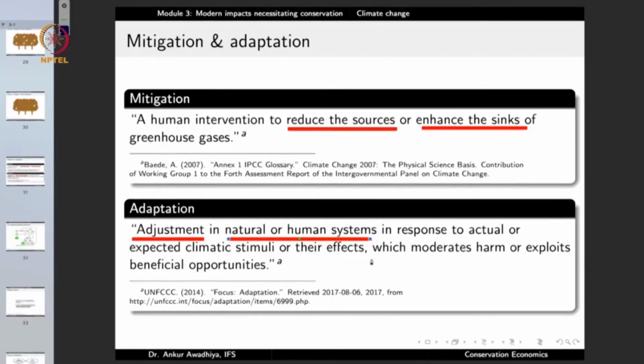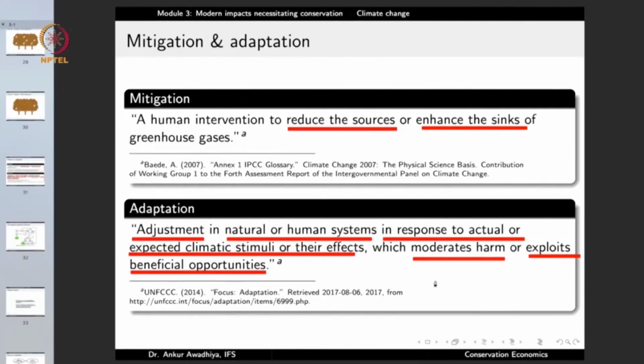And why are you doing these adjustments? In response to actual or expected climate stimuli or their effects. So you are making these adjustments so that you can respond to the climate change that is either actually happening or which is predicted. Adaptation is in response to actual climatic stimuli or expected climatic stimuli or their effects. The aim of adaptation is to moderate the harm. So you are trying to reduce the harm, or you are trying to exploit the beneficial opportunities that climate change may provide to you.